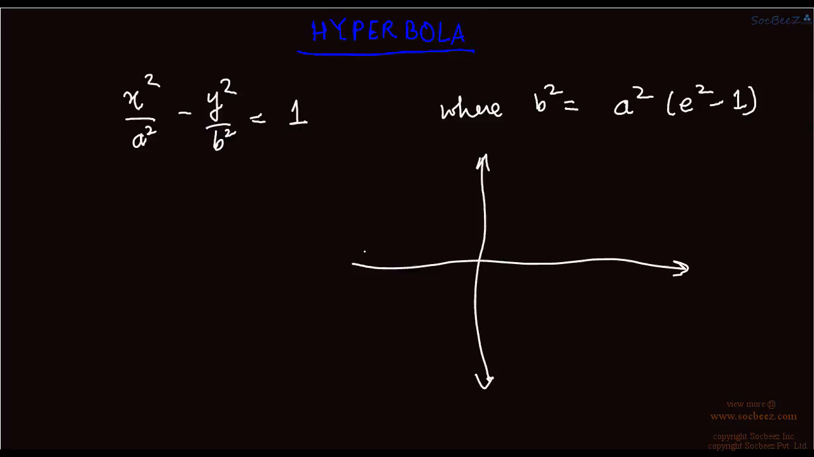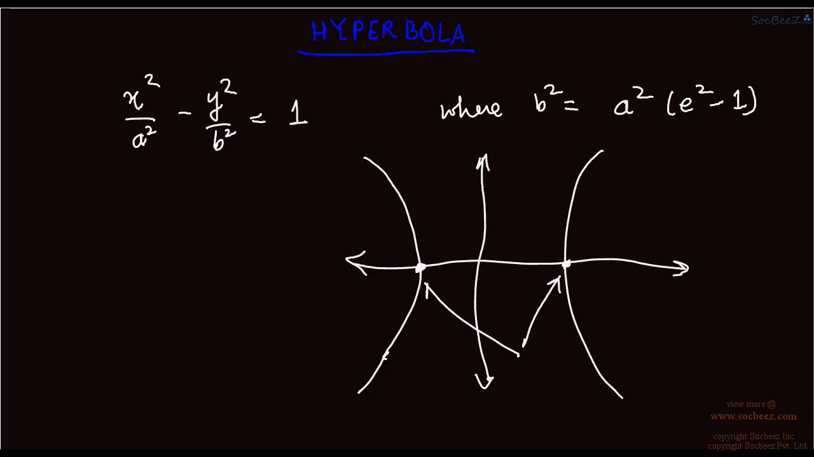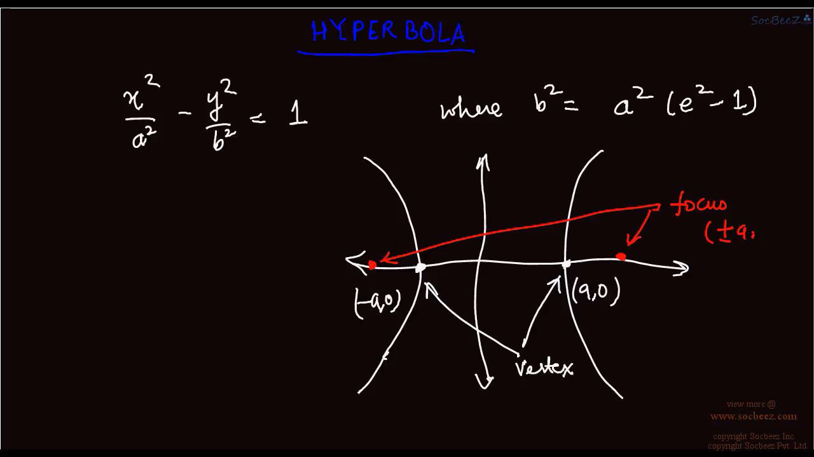Let's say this is our y-axis, this is our x-axis, this is the hyperbola. These points are vertices: a comma 0, and minus a comma 0. Then you have these two points as foci, plus minus a e comma 0. E is the eccentricity, and in a hyperbola eccentricity is greater than 1.